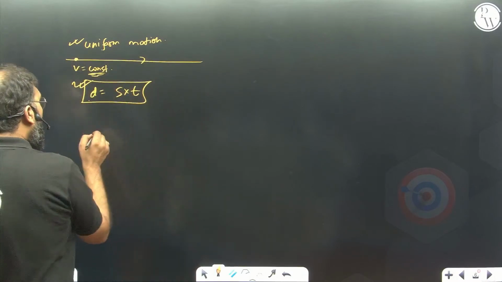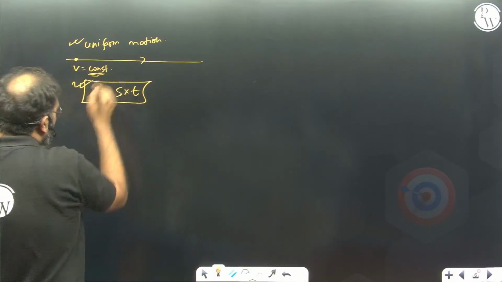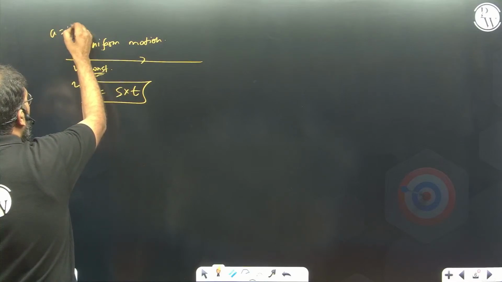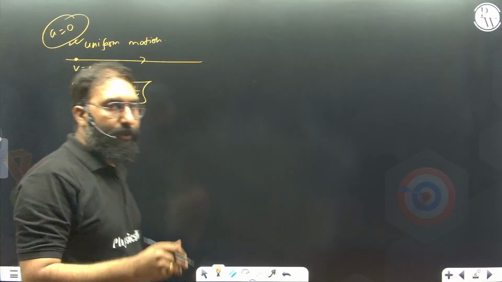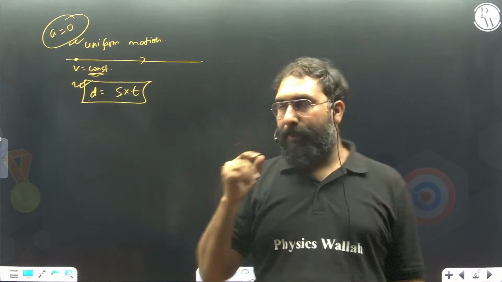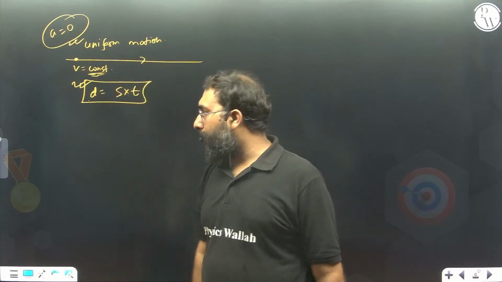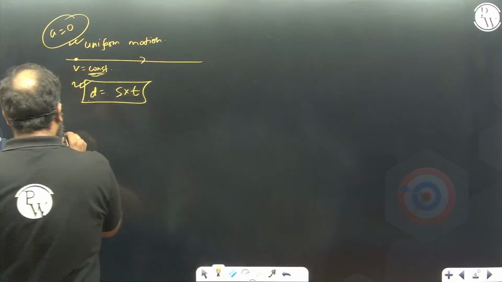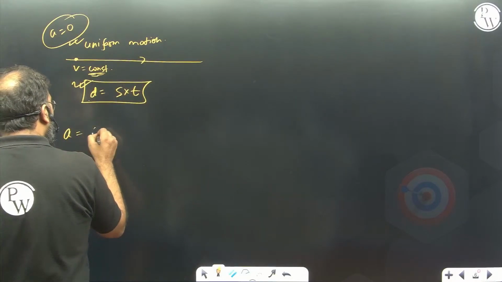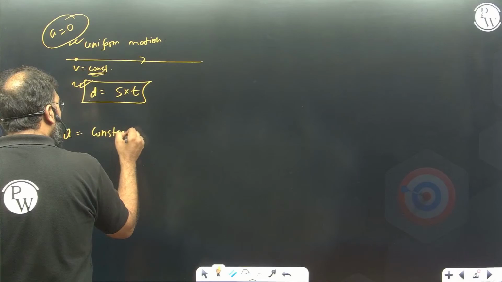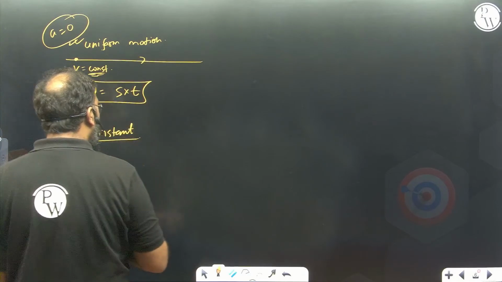This was the case when the acceleration was 0, when there was no acceleration. So when there is no acceleration, it is known as uniform motion. Now I am talking about the next case, when acceleration is acting on the body, but it is constant. It is a constant acceleration.